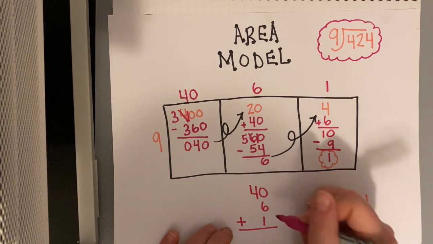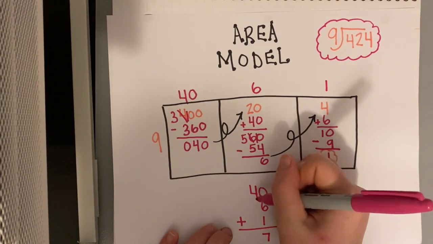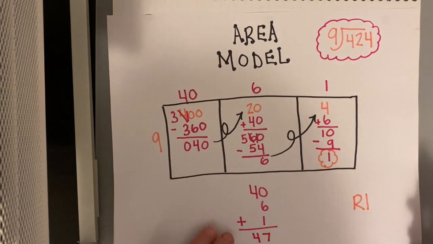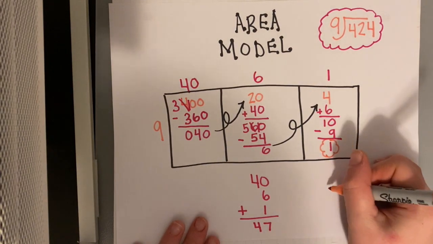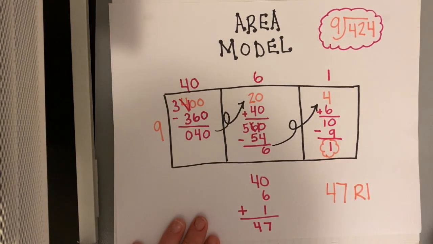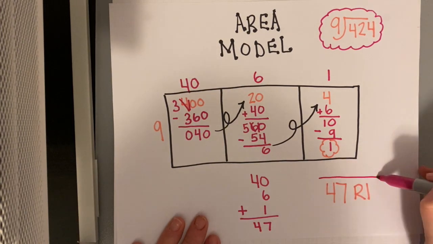0 plus 6 plus 1 is 7. 4 plus nothing is 4. So there is my answer. It's 47, remainder 1.